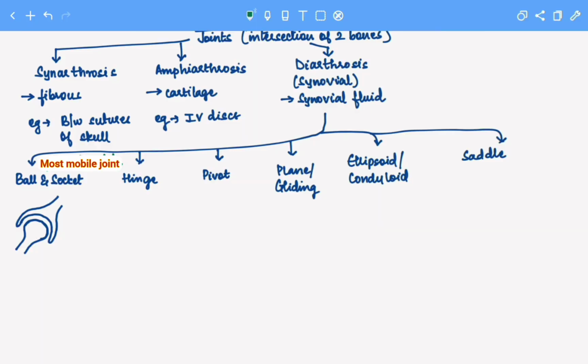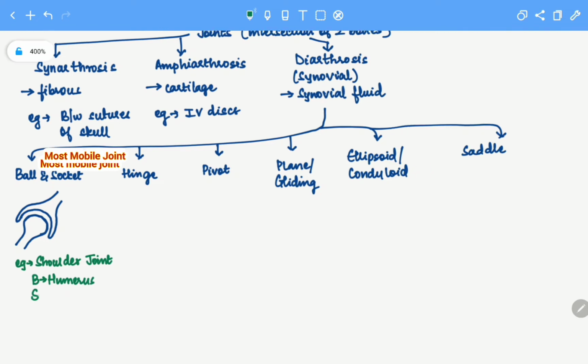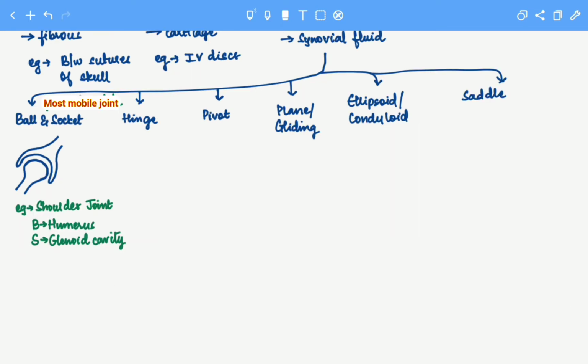An example of the ball and socket joint is the shoulder joint. So here in the shoulder joint, the ball part would be the humeral head and the socket is going to be the glenoid cavity of the scapula. It can adduct, abduct, flex, extend and circumduct.